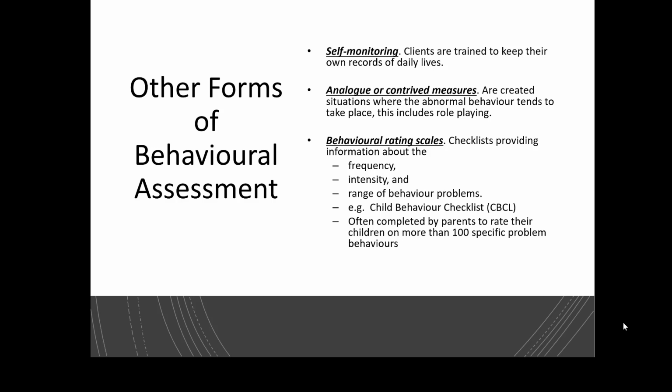And finally, behavioral rating scales are checklists which provide information about the abnormal behavior, involving the use of a checklist to record the frequency, intensity, and circumstance of the abnormal behavior. One such checklist is called the CBCL, or Child Behavior Checklist, and is often completed by parents to rate their children on more than 100 specific behavioral problems. The clinician then compares the scores on the checklist to the scores of typical children in the same age range to determine the existence or the extent of a problem behavior.